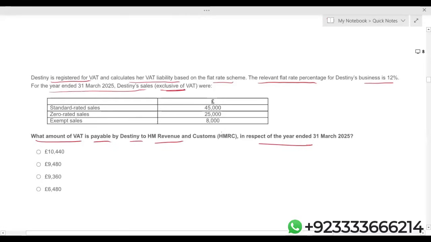They've given us VAT exclusive values, standard rated sales. How will you make it VAT inclusive? Simply add 20% to that. So just multiply this by 1.2. 45,000 into 1.2, the VAT inclusive value becomes 54,000. Zero rated 25,000 will remain 25,000 because it is zero rated. So obviously, if you take 0% of 25,000, it will be zero. So 25 will remain 25.